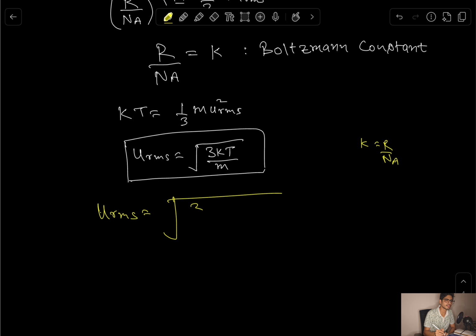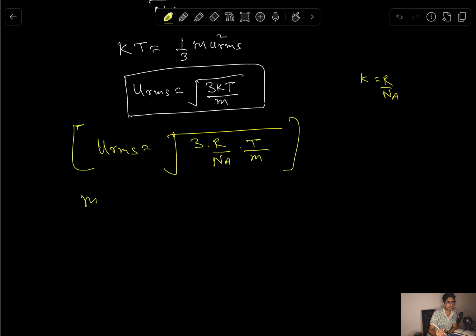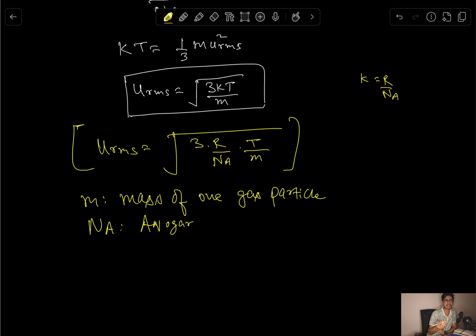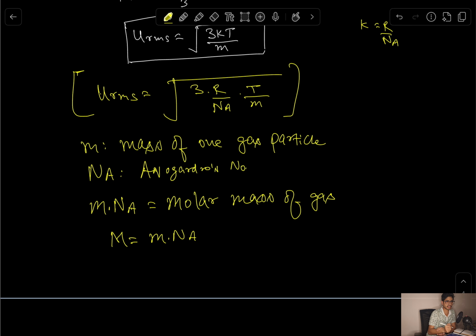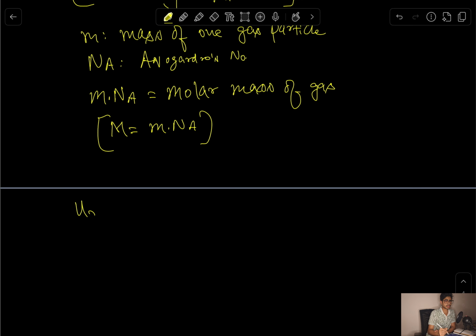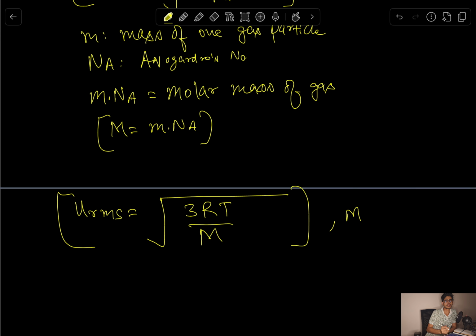If we write k as R by Na, we can write it as under root 3RT divided by Na multiplied by m, where m is the mass of one gas particle, Na is the Avogadro number, you very well know, 6.022 into 10 raised to the power 23. M times Na is molar mass of gas, and capital M can be written as small m times Na. I will not go into details because I have already talked about this earlier in mole concept topic. You know, Urms can be written as under root of 3RT by M, where capital M stands for molar mass of the gas.